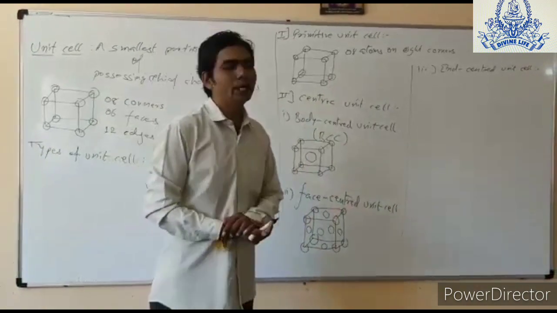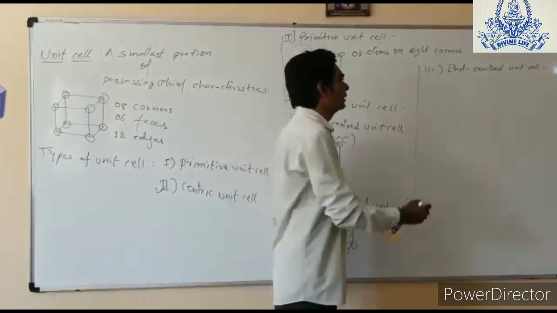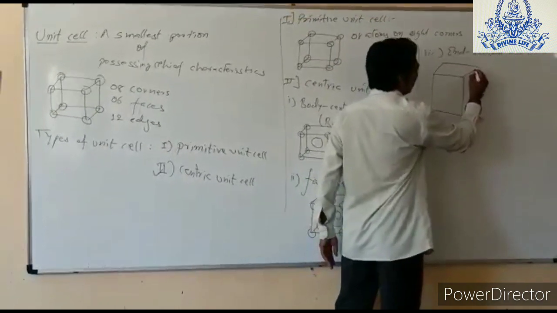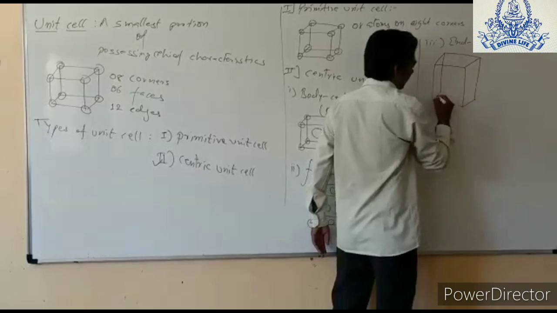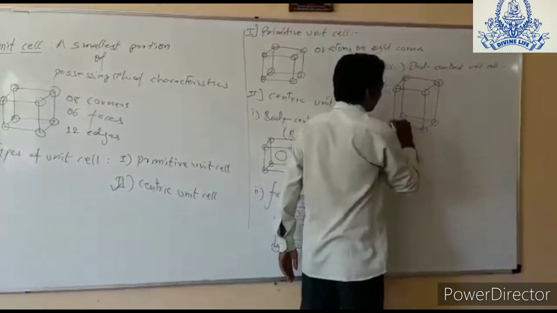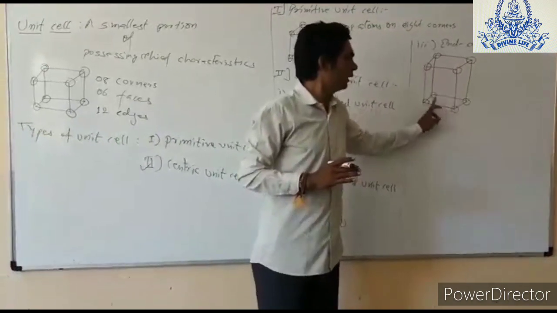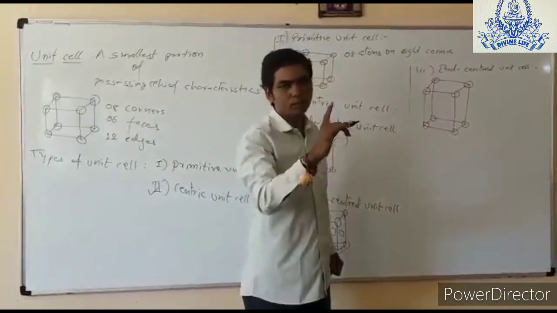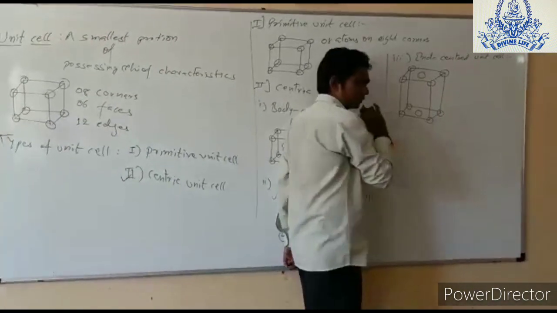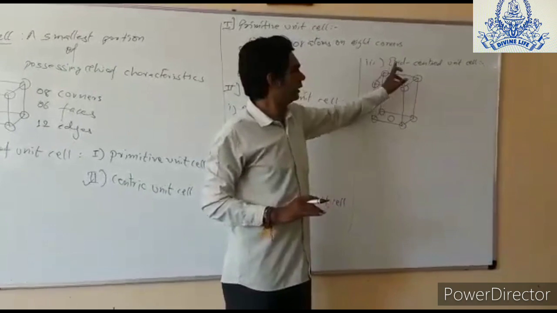Okay, now third is the end centered unit cell. In an end centered unit cell, the shape is like a cuboid, not a perfect cube, and there are 8 atoms on 8 corners and one atom at the opposite side. Here you can take any opposite side.